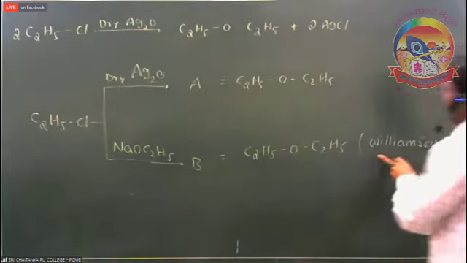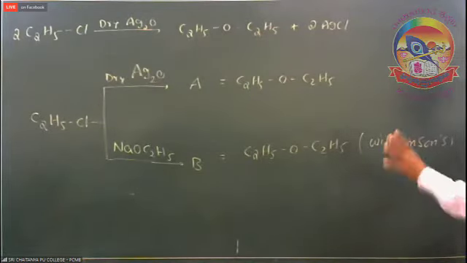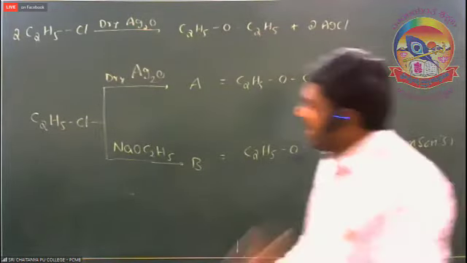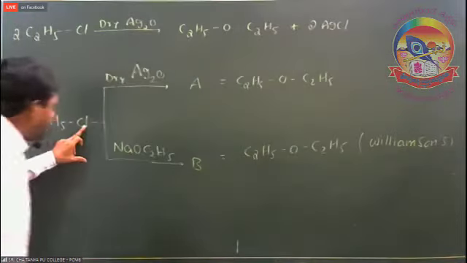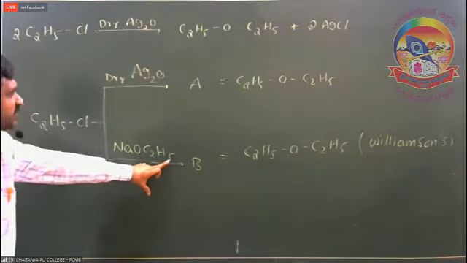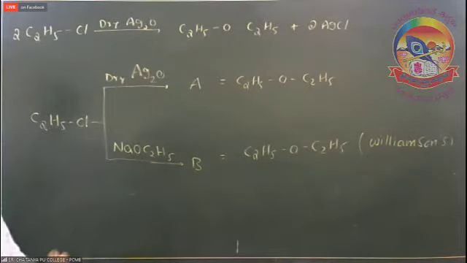So it is a named reaction. It is Williamson's synthesis. Here Cl is replaced by the OC2H5 group. So it is replaced by an alkoxy group.